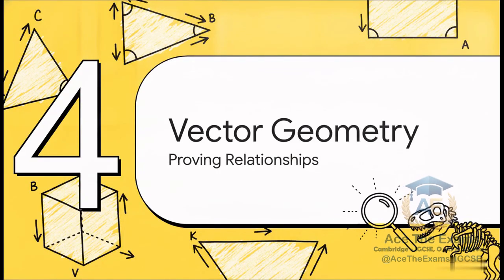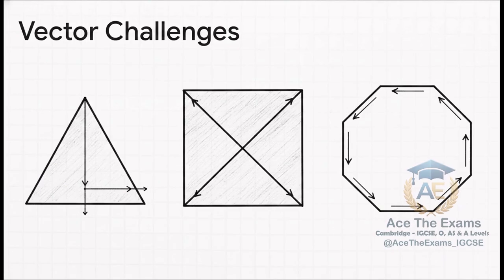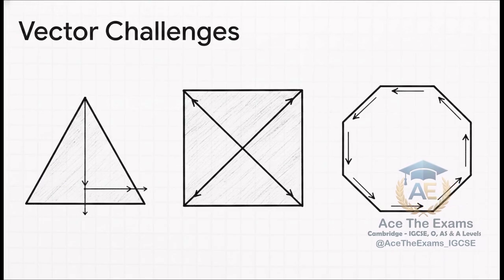Which brings us to our final section. Section 4, Vector Geometry, Proving Relationships. We have successfully reached the final phase of our syllabus roadmap. This is the big leagues.